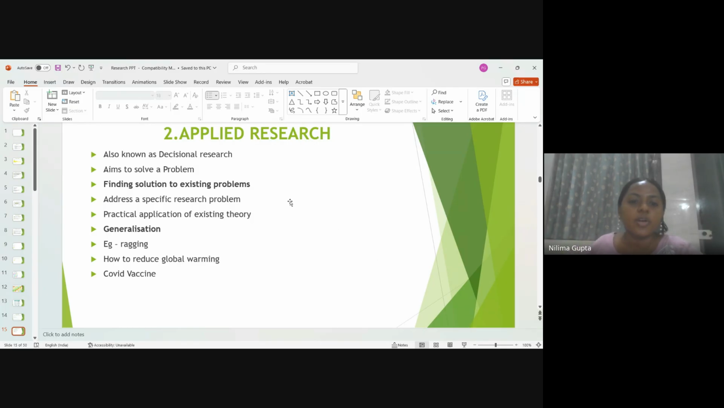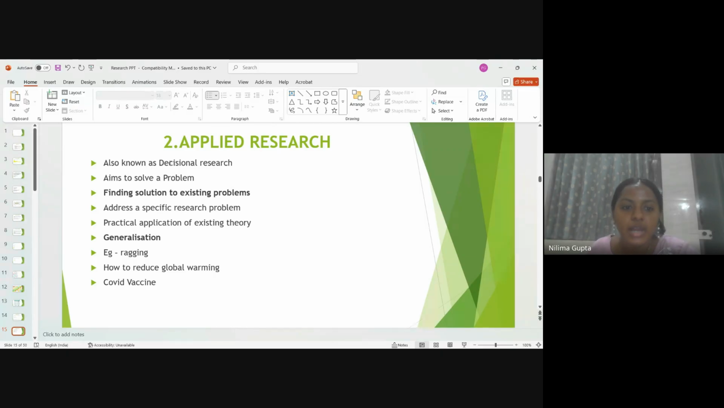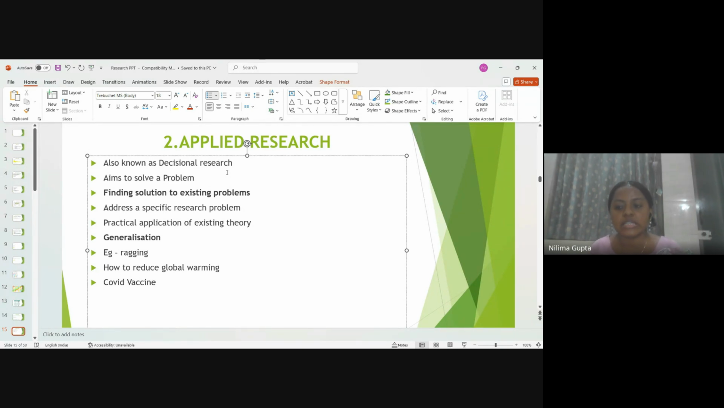Okay. So when I talk about applied research, another name of applied research is decisional research. Now, this research will focus on solving a problem. The name is suggesting it is applied, that means you have to apply and bring a solution. Bringing a solution is the core work of this particular research. So it will focus on finding a solution to the existing problem. It will address a specific research problem, any practical problem.